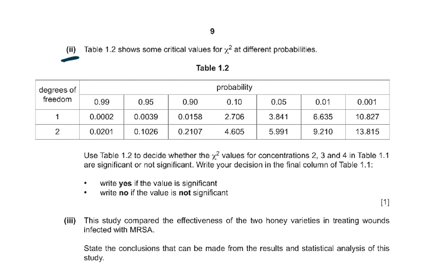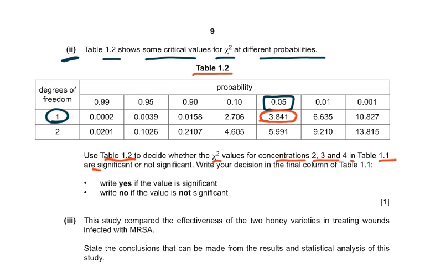Now coming to the last part of the question, part 2, table 1.2 shows some critical values for chi-square at different probabilities. Now we always look at 0.05 probability, that's the rule in biology. And because there were two, so n minus 1 you would be looking at 1 degree of freedom, and that is 3.841. Now when you look at 3.841, it says use table 1.2, which is this one, to decide whether the chi-square values for concentration 2, 3, and 4 in table 1.1 are significant or not significant. Write your decision in the final column of table 1.1. Write yes if the value is significant, write no if the value is not significant.